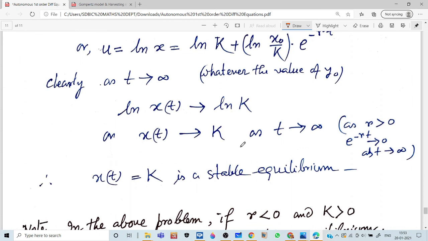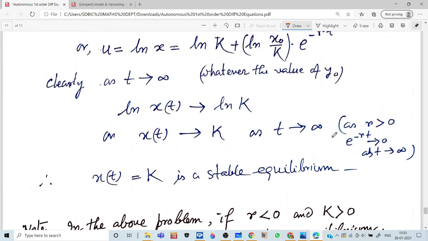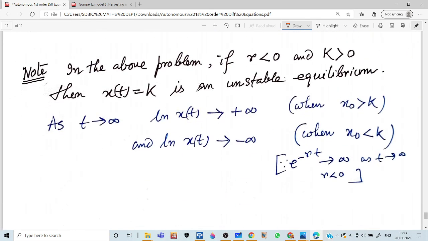But if r is a negative constant and k is positive, then from this last equation, r is negative, so negative and negative gives positive, so this term goes to infinity. So x star equal to k is an unstable equilibrium for this case. So this completes this lecture.